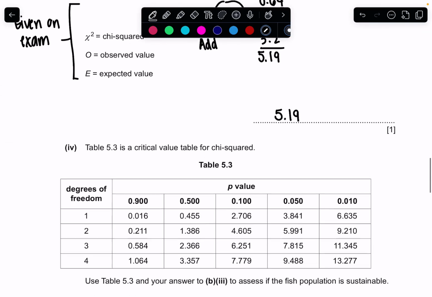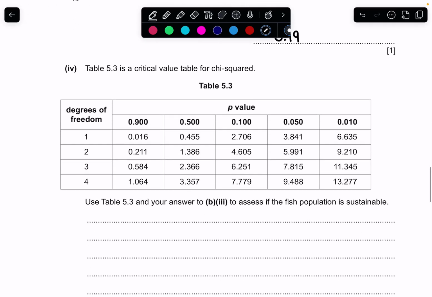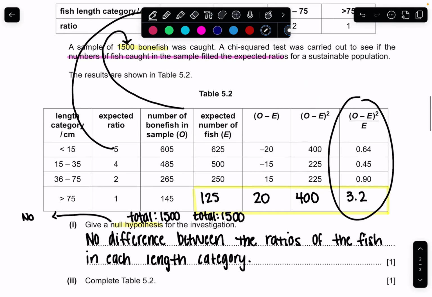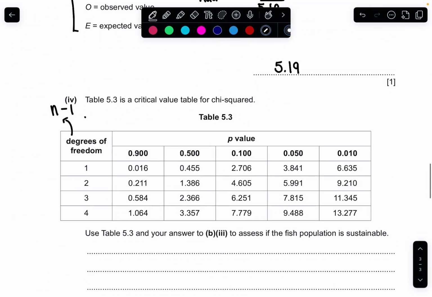Now, of course, there is another step that we need to look at, which is degrees of freedom. Degrees of freedom will always be n minus 1. N stands for your sample size. So look at how many samples we have: 1, 2, 3, 4. So it's going to be 4 minus 1, which we already know equals 3. So we're going to look at 3 degrees of freedom. Let's actually highlight that instead. And we're going to go to our 0.05 value.